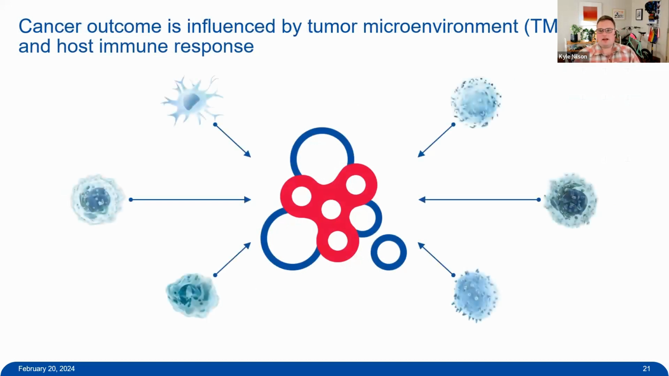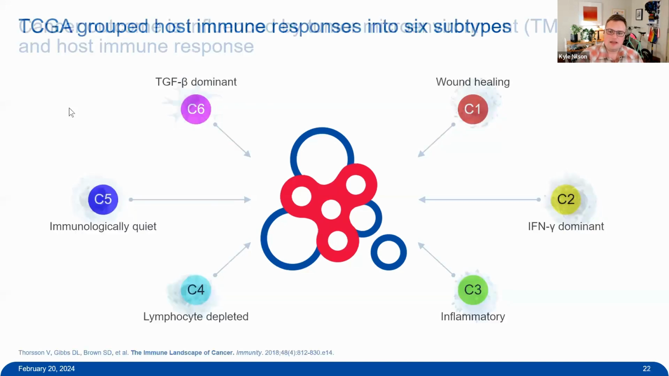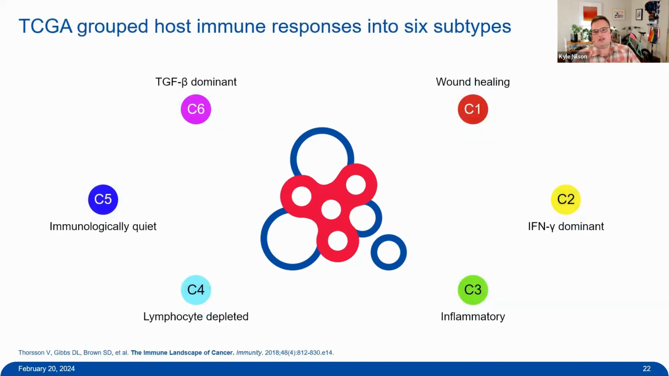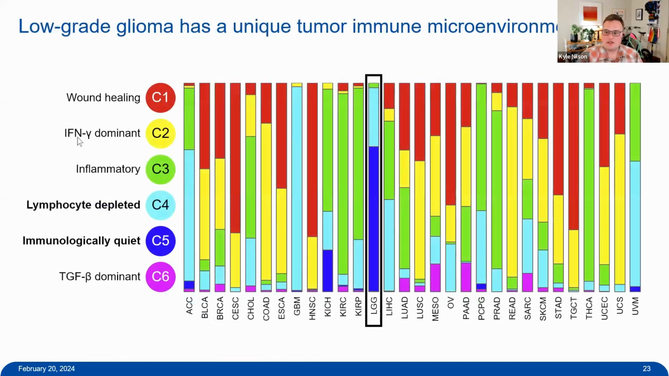So just in terms of background, cancer outcome is influenced by tumor microenvironment, as well as by how the host responds to that cancer. And the Cancer Genome Consortia took the time to annotate and characterize these host immune responses in a series of papers that came out in 2018. In these manuscripts, they described 6 particular responses. And in addition to finding these, they also annotated a very large number of their existing samples. And it turns out that at a glance, we can see that low-grade glioma has a really interesting response to this cancer.